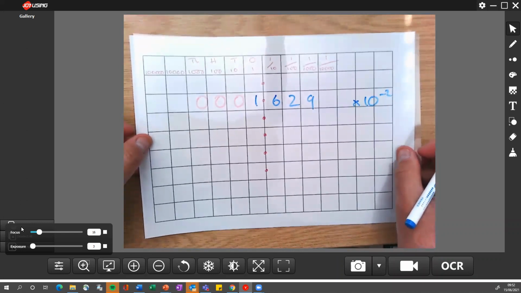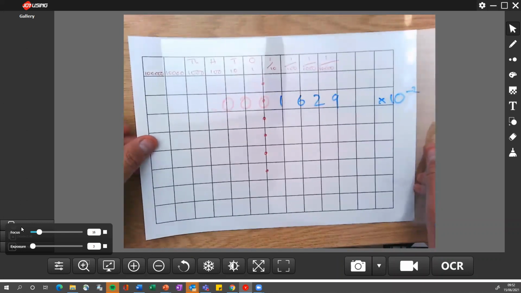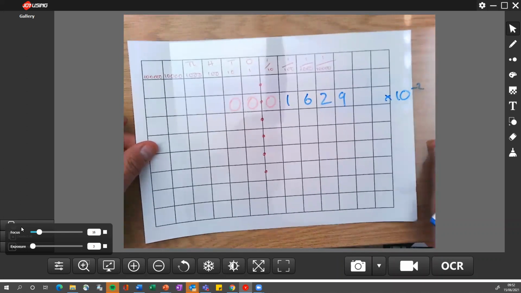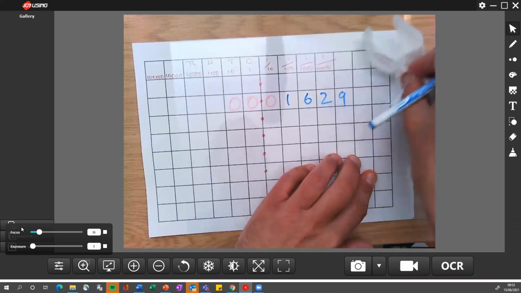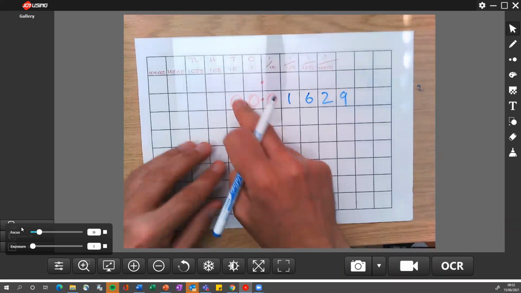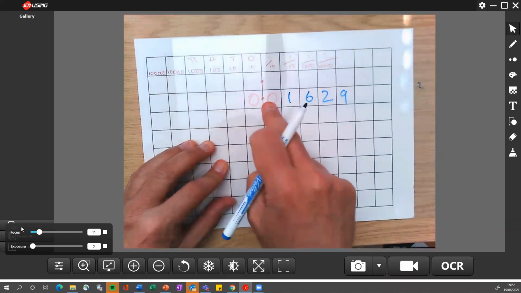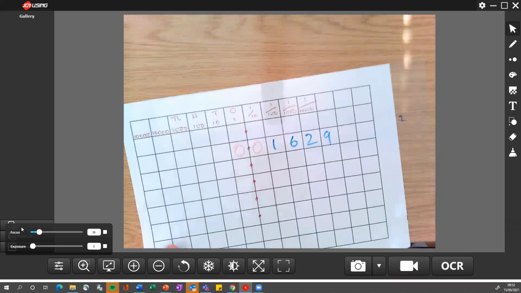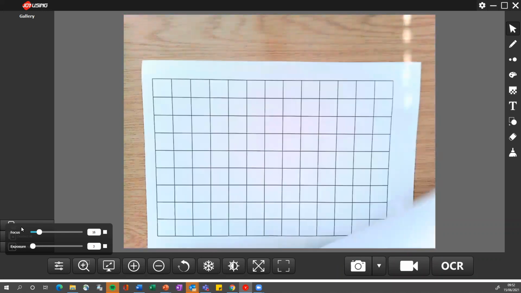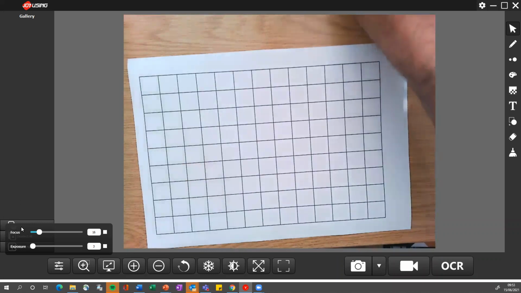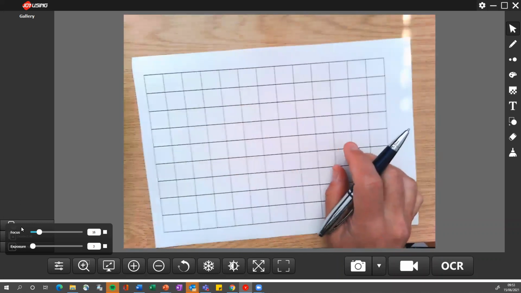So we're going to do 2 moves. 1, 2. And there it is. Let's get rid of that 10 to the -2 now. And there we have it, 0. In fact, I can get rid of that as well, 0.01629. And finally, if you haven't got acetates, let's just do that on a piece of gridded paper.